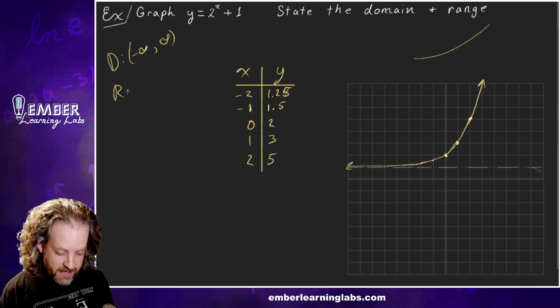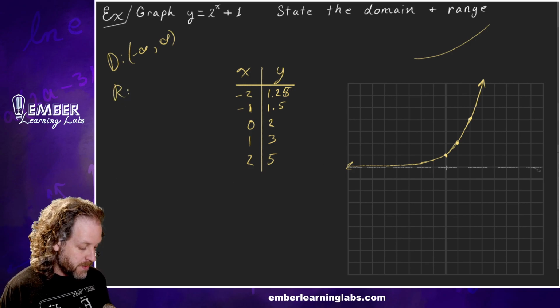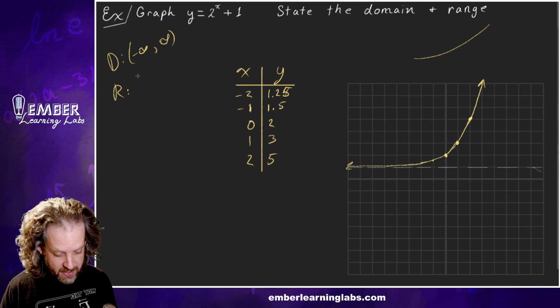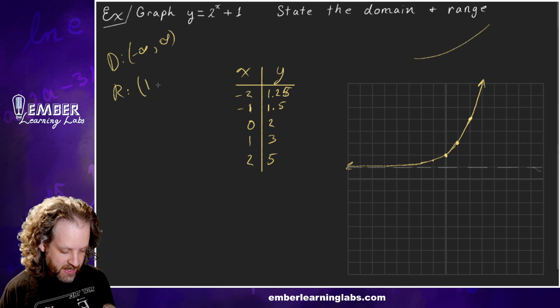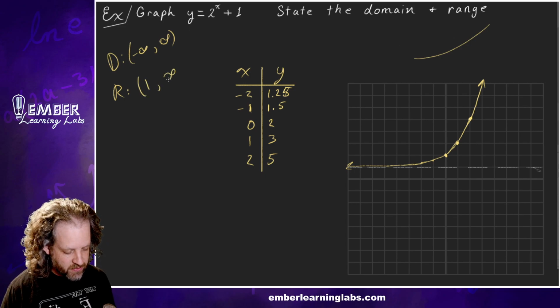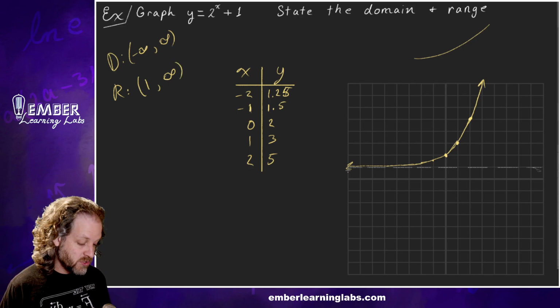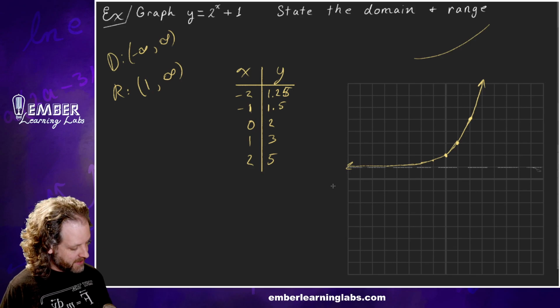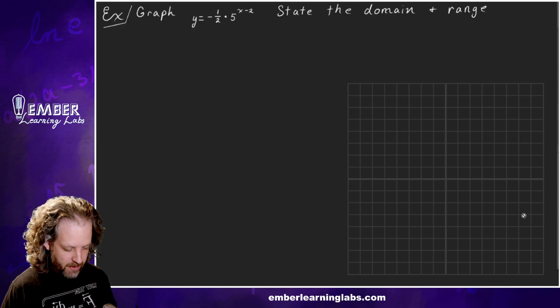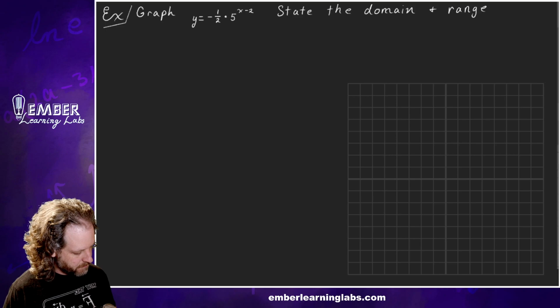The range on this one is going to be 1 to infinity, not including the 1, right? Instead of that 0 to infinity, because it's shifted up. It's going to get closer and closer to 1, but never get there, and it goes all the way up to infinity. Now, back to this guy.